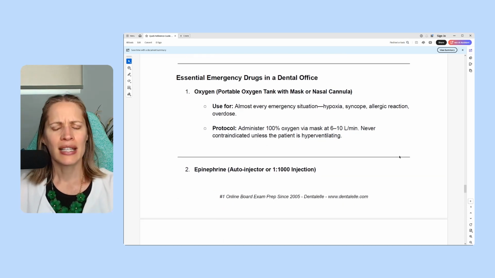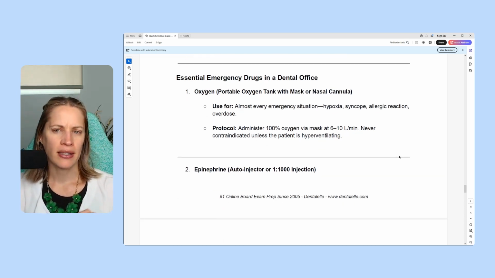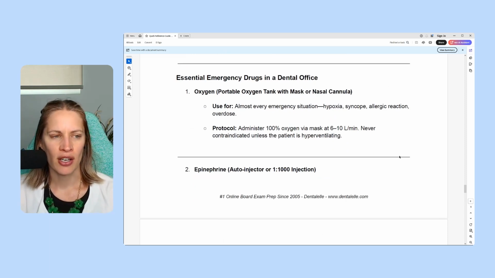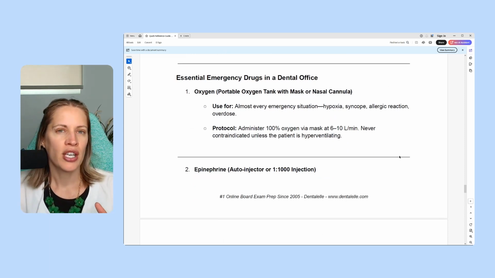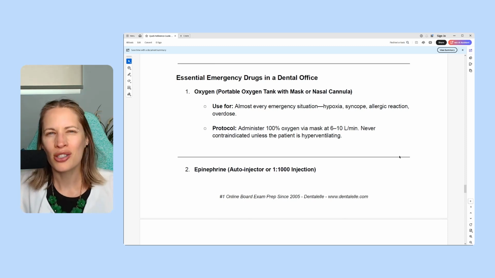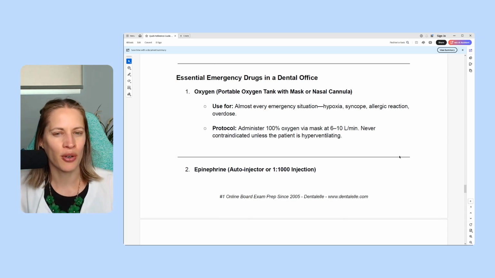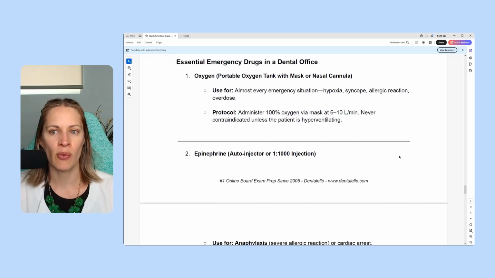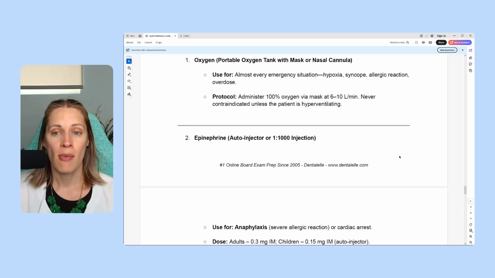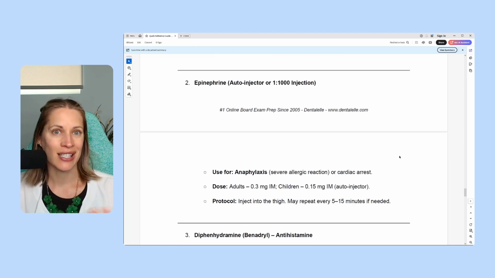But now let's just jump into, last but not least, the essential emergency drugs. So you need oxygen. You cannot give too much oxygen to somebody. Like, I'm sure you could, but with any medical emergency, you want to give them oxygen right away because this will just help with almost anything. You might have to do more, of course, but oxygen is the way to go for most medical emergency situations.